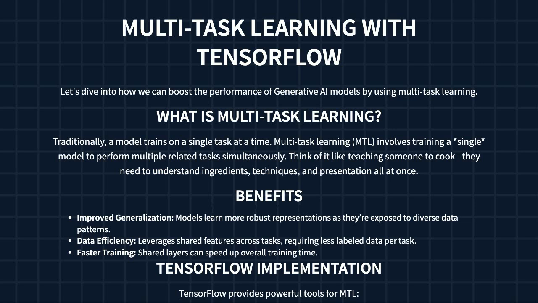TensorFlow makes this pretty easy through shared layers, adjustable task weights to prioritize what matters most, and using loss functions combined in a weighted way during compilation. Think about an LLM that needs to both summarize text and analyze its sentiment. Multitask learning helps it master both skills effectively.